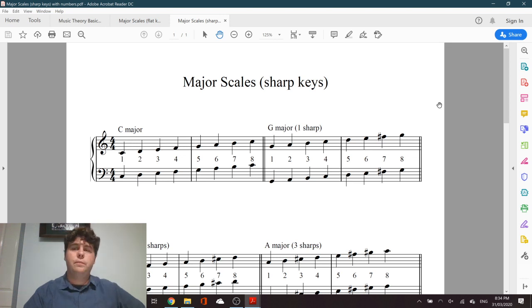Cool. Yeah, so we've got a question from Peter Thomas, and he's wondering if you can describe the pattern of a major key.